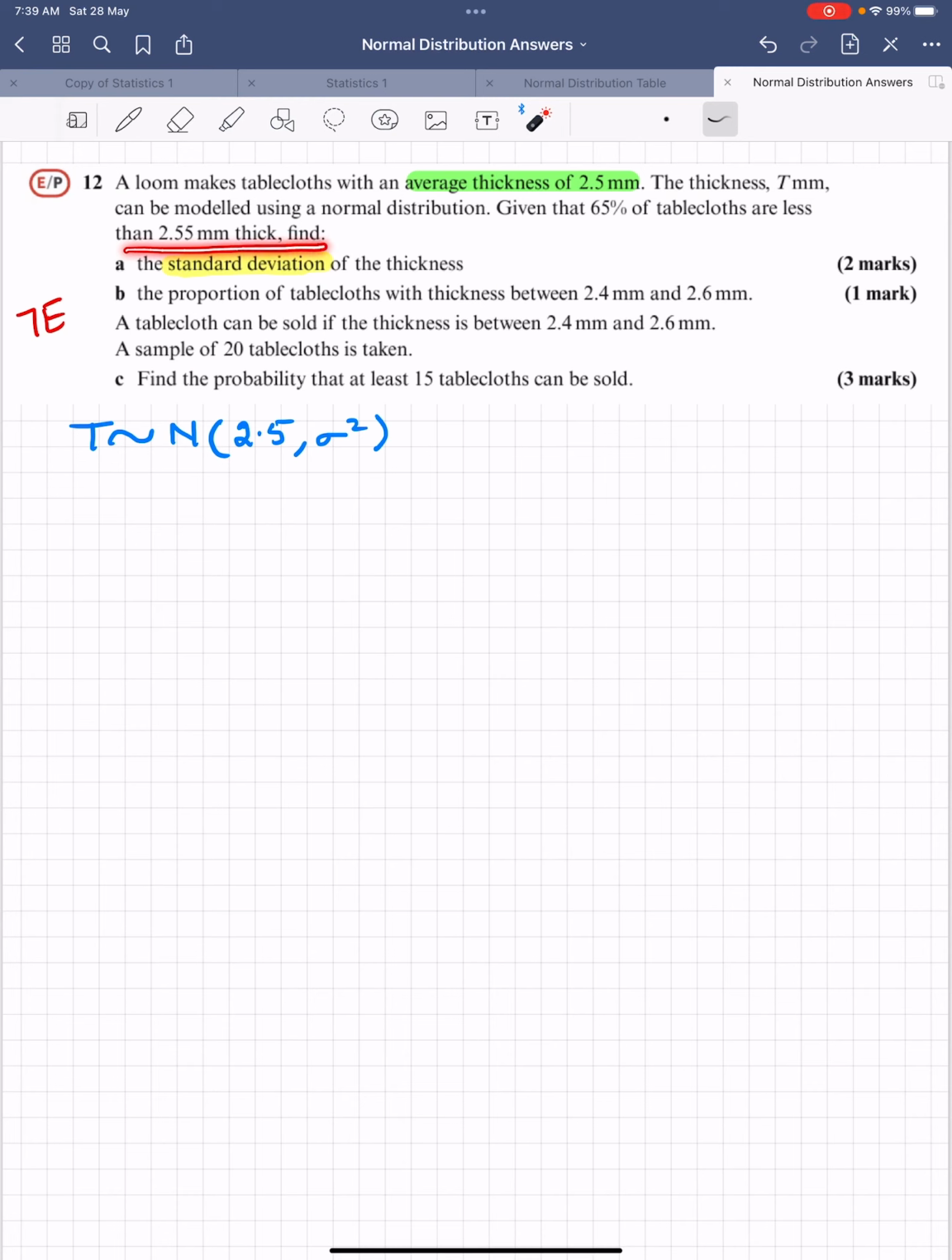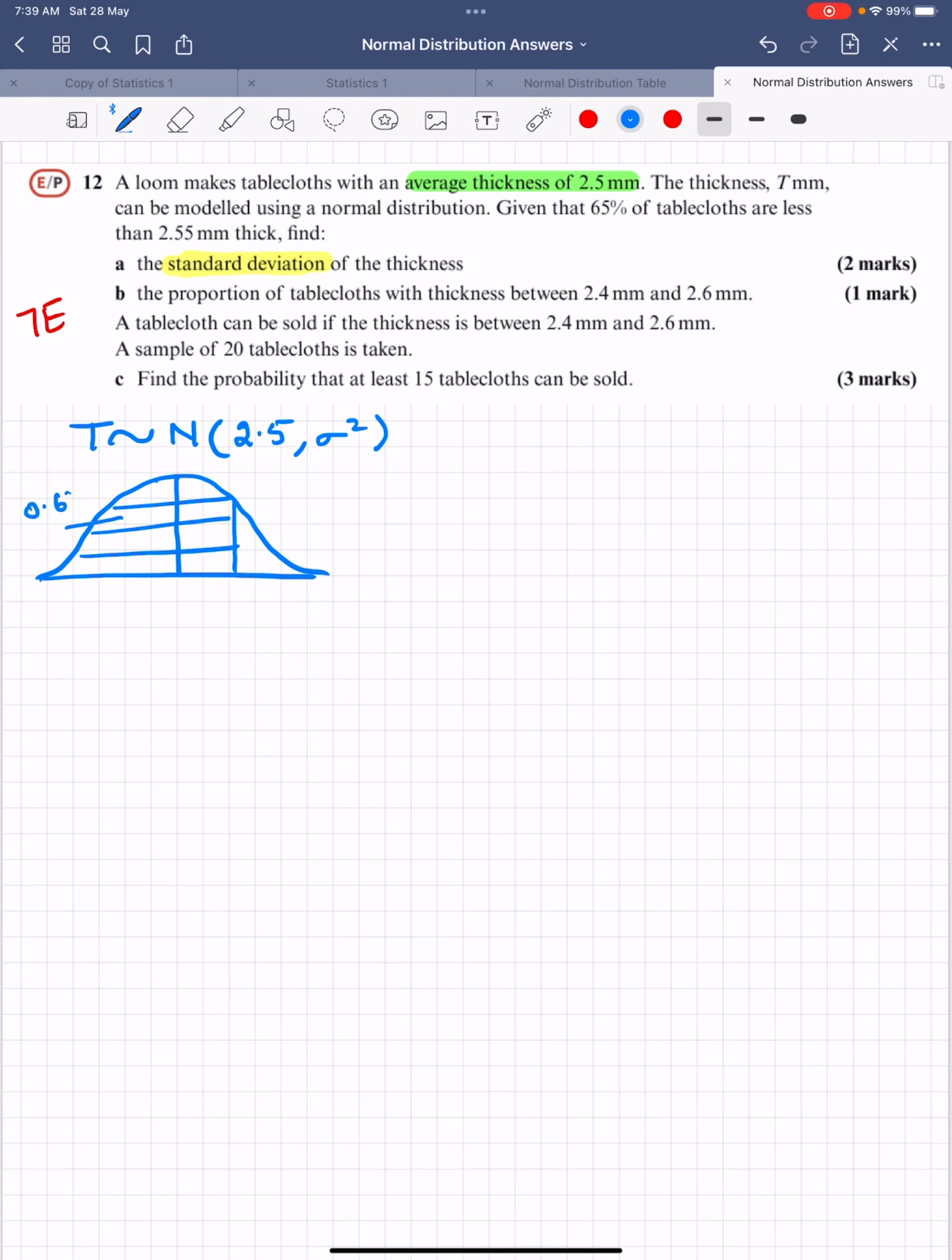than 2.5 millimeters thick. So if we put this information on the bell curve, when it is saying that 65% are less than, less than is always to the left. So this is 65% probability, 0.65 to the left of 2.55, and this is the mean, which is 2.5.